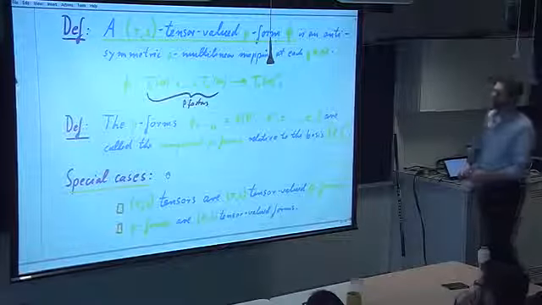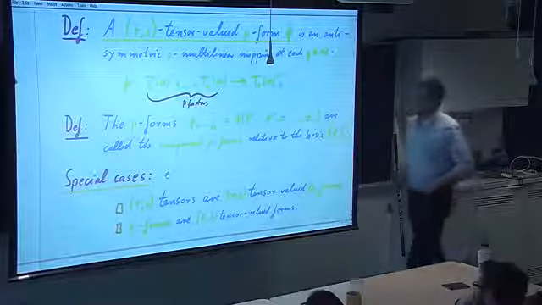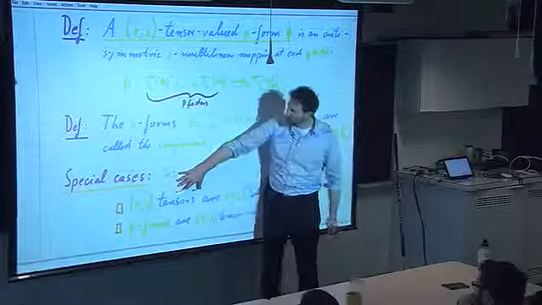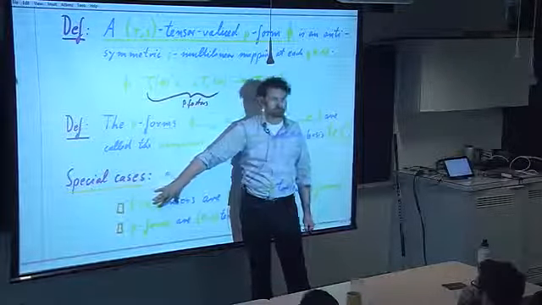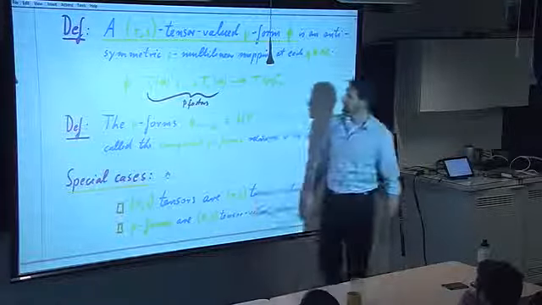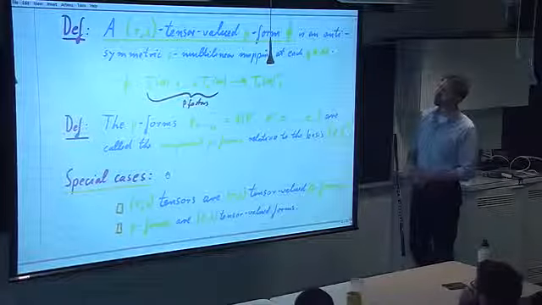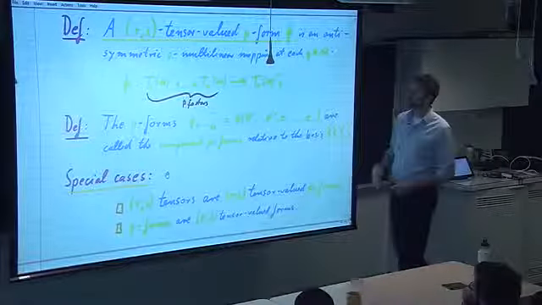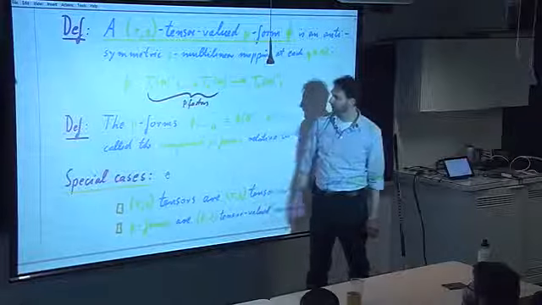This covers a lot of ground. So in particular, it covers what we used to think of as RS tensors. An ordinary RS tensor is also an RS tensor valued p-form. It's simply an RS tensor valued zero form.